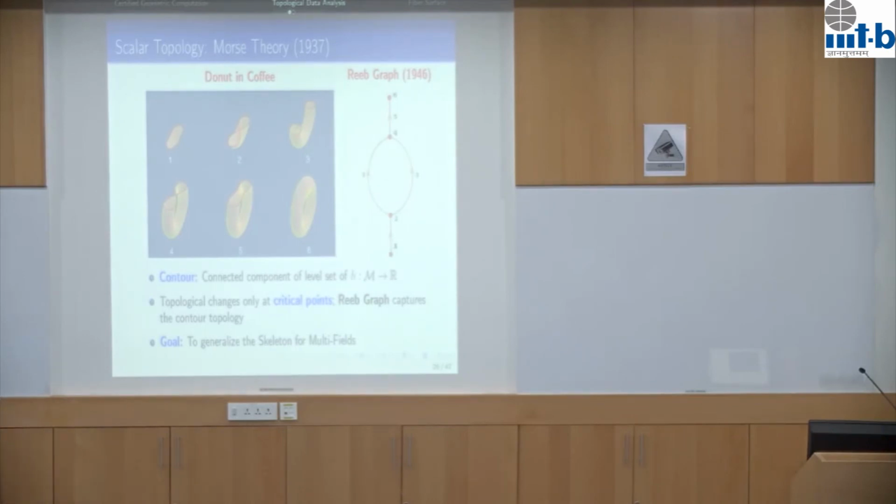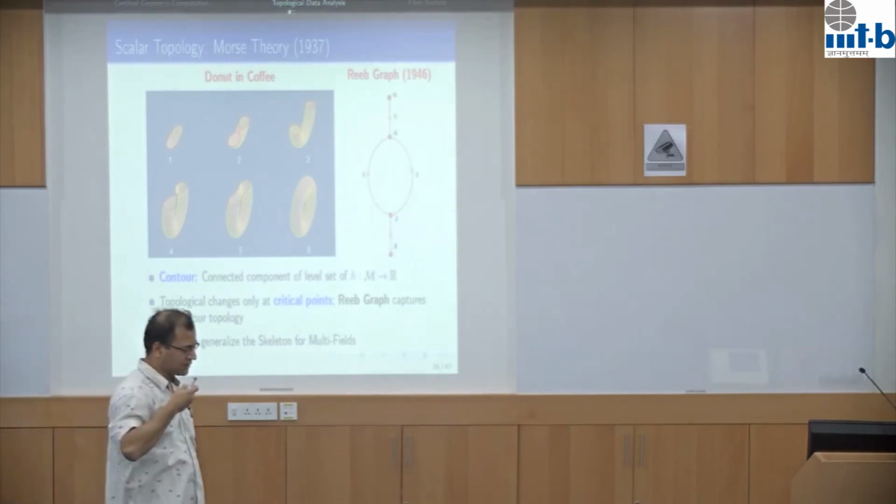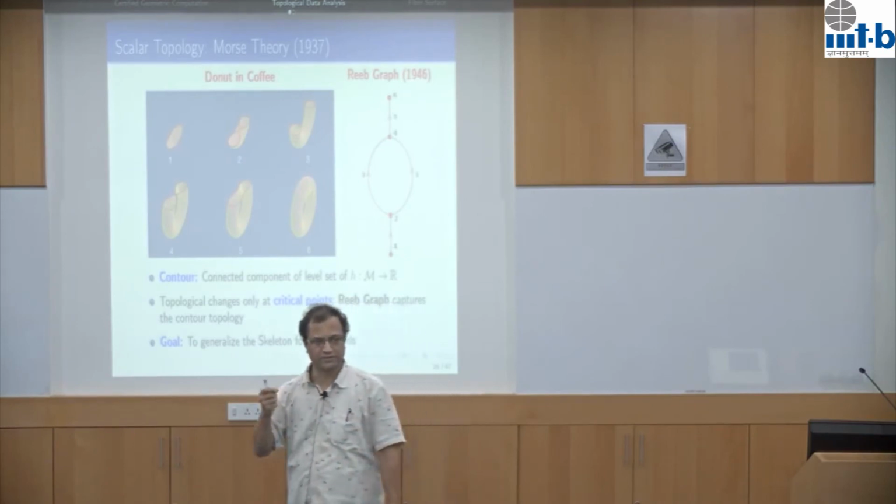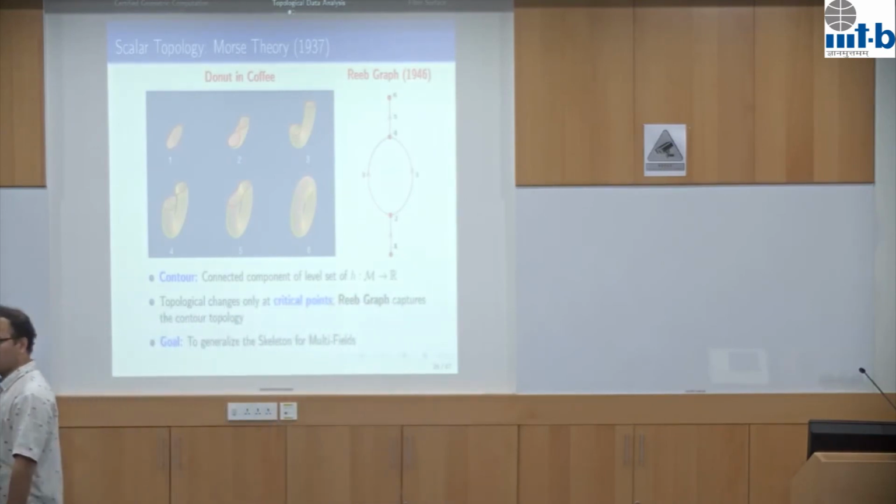Okay. So the Morse theory says that the contours corresponding to the scalar field will change only at the critical points. And Reeb proposed this graph almost 10 years after the Morse theory for capturing the topological change in a graph. Okay. So this is actually partitioning your scalar field into different components. Okay. So this is just clear.